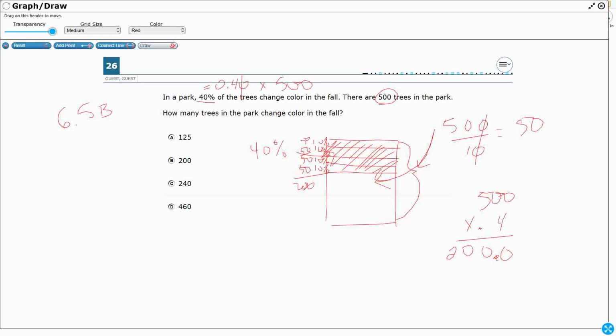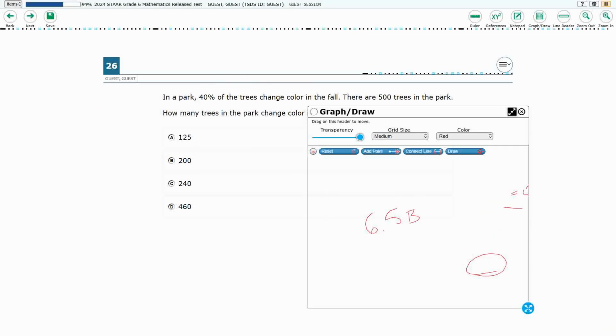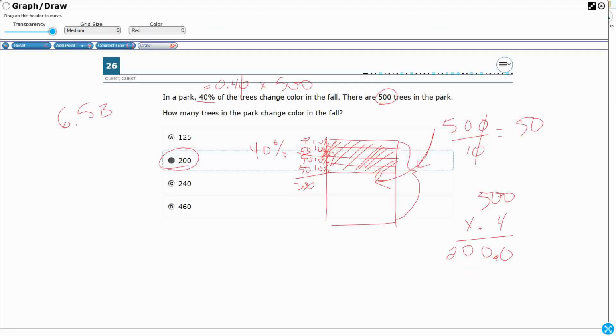Now, it does make sense, right? Half of 500 is 250, and this 200 is slightly less than the 250. This 40% is slightly less than 50%. So either way, our answer here is going to be B, 200. Now, let's see how we did with our answers.